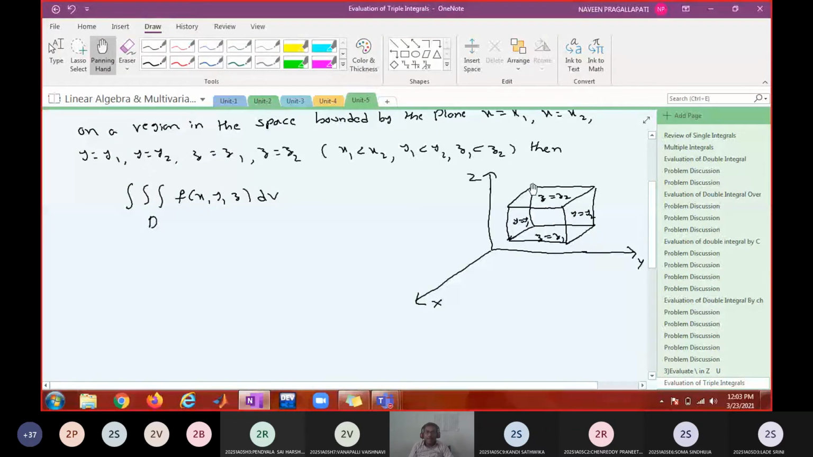Sorry, the back part is x equal to x1, because x values increase from minus infinity to plus infinity. Therefore, the back side plane is x equal to x1. The front plane is x equal to x2. Do you agree? So these are the six planes bounding the cuboidal region. I am calling that D. D is the cuboidal region.